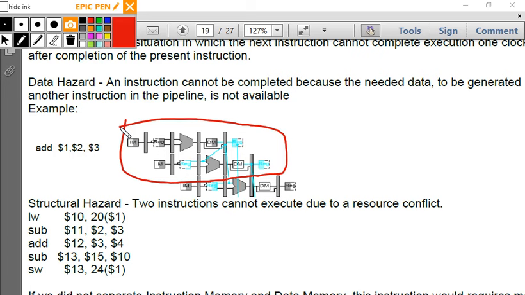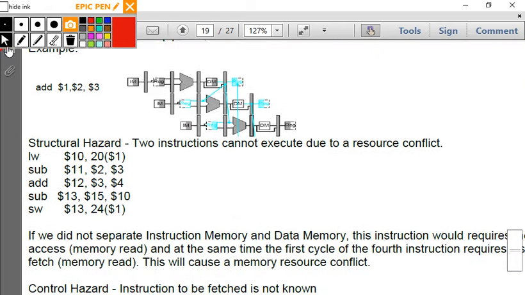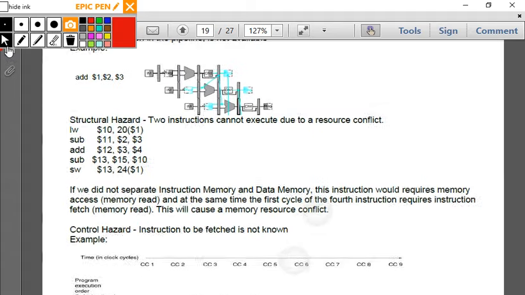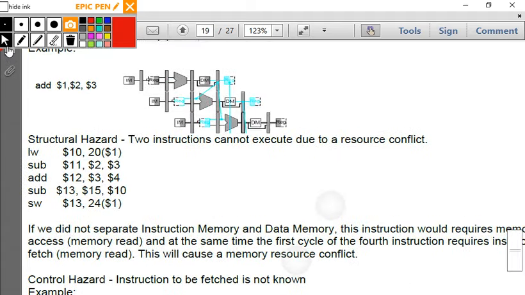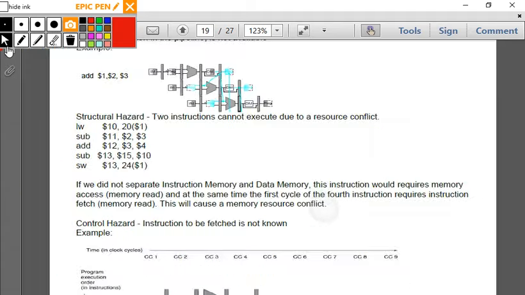So if you're updating it in the register, if you're trying to use it in the next instruction, you won't have it available either. So structural hazard is when two instructions cannot execute during a resource conflict. Now, you're not going to see these in this MIPS data path.